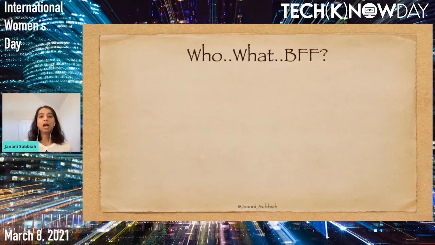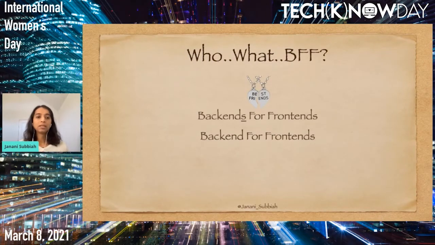So on that note, what is a BFF? My title was not just a play with words. A BFF is partially this, it's best friends forever. But from a pure abbreviation point of view, technically, a BFF could stand for one of two things. It could be backends for frontends, meaning multiple backend systems for frontends, or it could be a single backend for multiple frontends. And that's as far as the abbreviation goes.